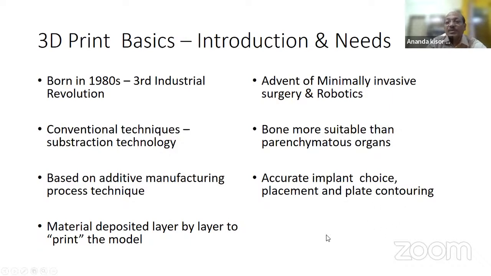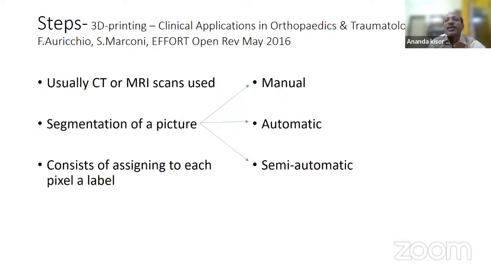And also plate contouring. What do we do intraoperatively? We manually do the plate technique by permutation and combination, but accurate plate contouring may be required in some cases for the best functional recovery, and that can be done with the help of 3D printing. Now, what are the steps?